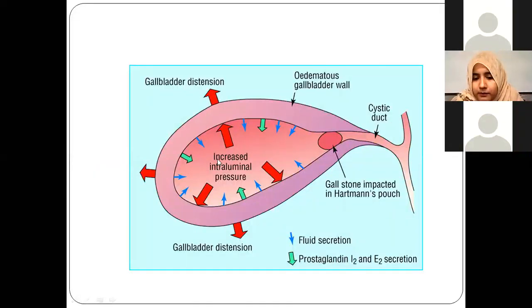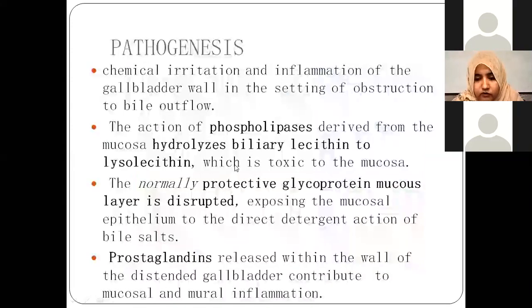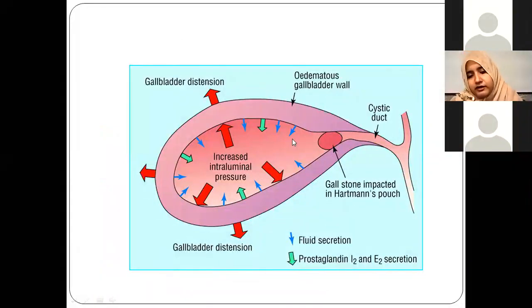And inside, what happens is there is increased intraluminal pressure. This pressure increases and pushes outward. And this is the gallstone, which has obstructed the cystic duct. So there is no space for the bile to be excreted out, and that's why it's causing the inflammation. The inflammation has now started. Why? Because the mucosa releases phospholipases, which hydrolyze biliary lecithin to lysolecithin, and then there is release of prostaglandin, and the bile salts itself start affecting the mucosa of the gallbladder.